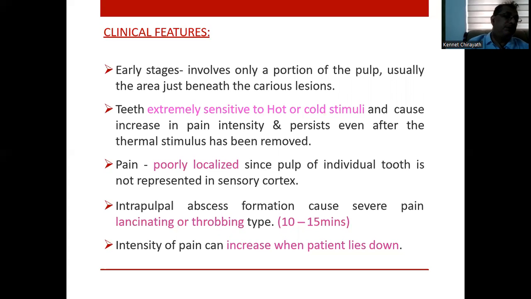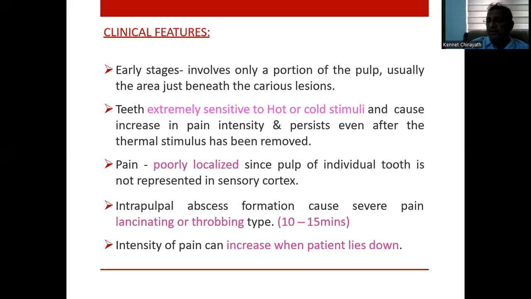What are the clinical features? In the early stage, only a portion of the pulp is involved, usually the area just beneath the caries lesion. The tooth is sensitive to cold and heat, which causes an increase in intensity, and the pain persists even after the stimulus is removed.